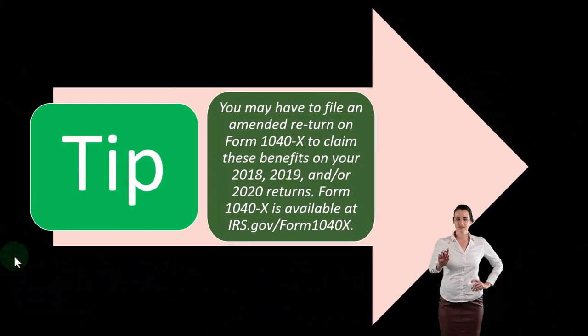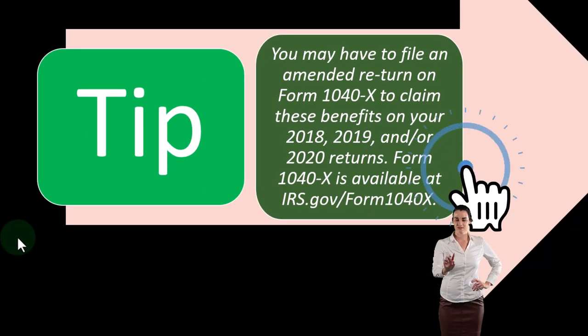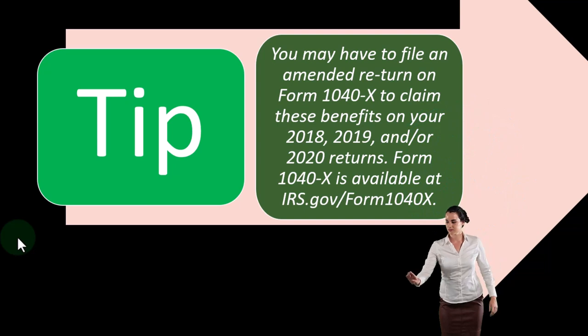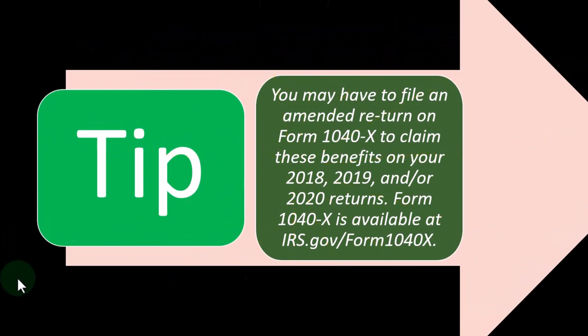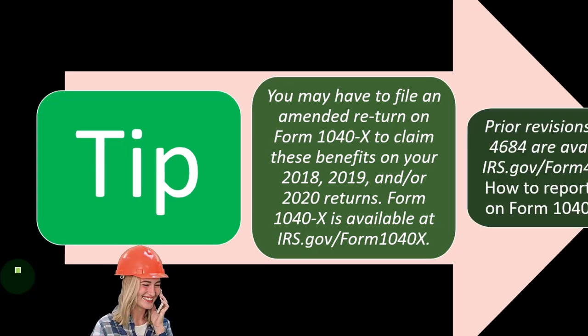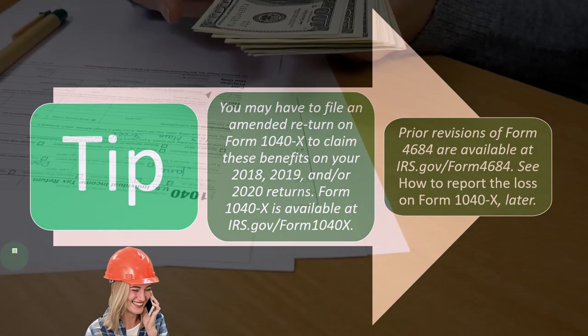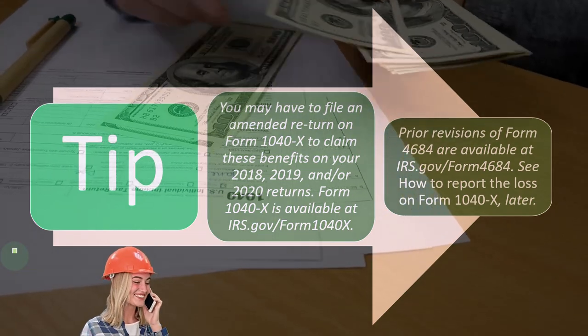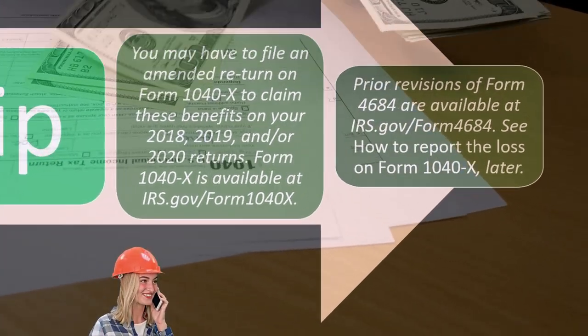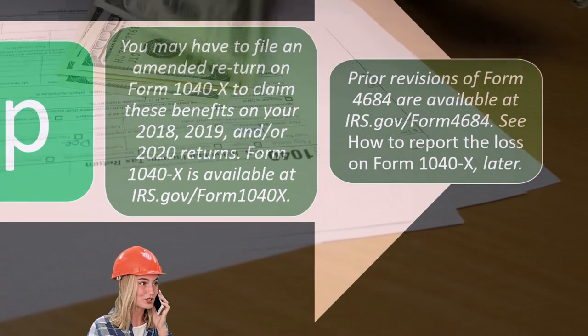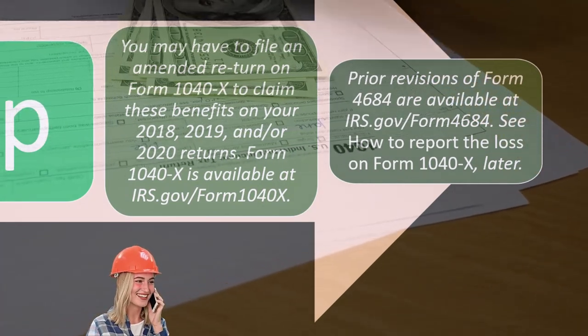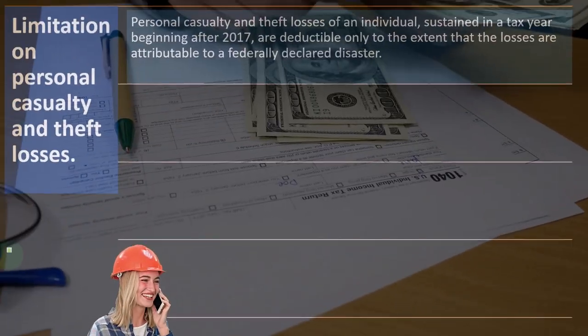Tip: you may have to file an amended return on Form 1040-X to claim these benefits on your 2018, 2019, and/or 2020 returns. Form 1040-X is available at irs.gov/1040x. So if you need to amend the return, that's a 1040-X. Prior versions of Form 4684 are available at irs.gov/4684. See how to report the loss on Form 1040-X later.